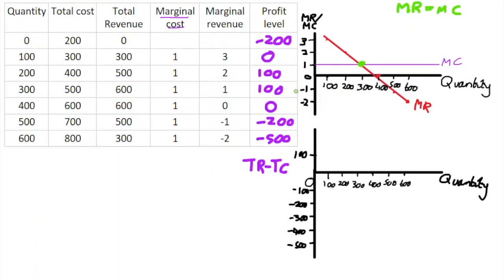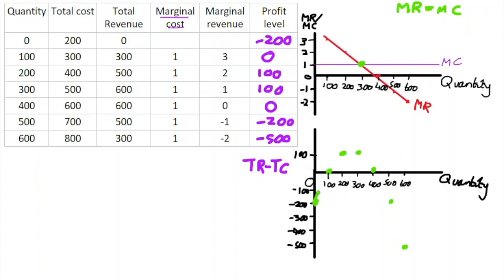Now if we translate our profit level information onto our second graph, we start off with a quantity of 0 and minus 200 for profit. Quantity of 100 gives us profit of 0. Quantity of 200 gives us profit of 100. 300 also gives us a profit of 100. 400 output gives us 0. 500 output gives us minus 200. And 600 output gives us minus 500 in terms of profit level.